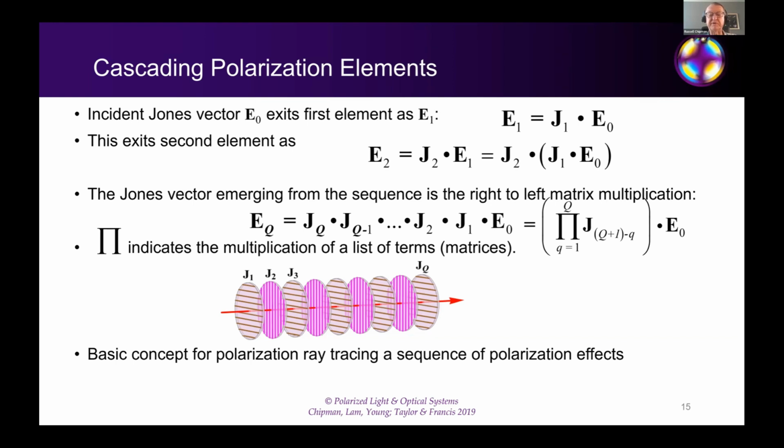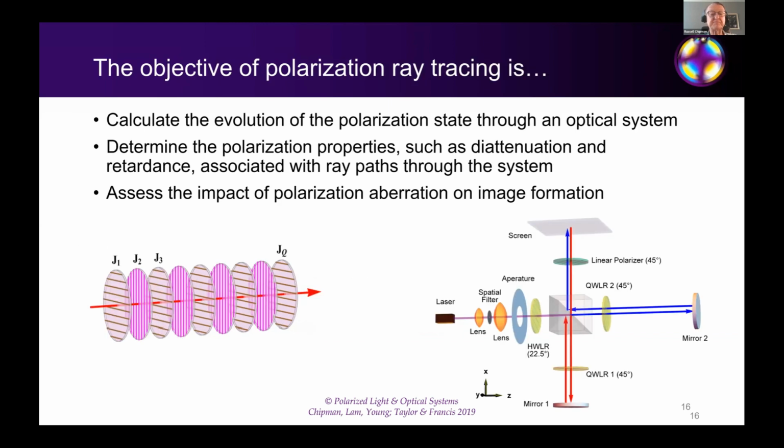I have a sequence of polarization effects. I have a sequence of polarization matrices. And so our objective in polarization ray tracing is to calculate the evolution of polarization state through an optical system. And here I just show, for example, a DVD player that has lenses, spatial filters, apertures, a quarter wave plate, a mirror. Actually, this is a polarizing interferometer, a mirror, and the like.